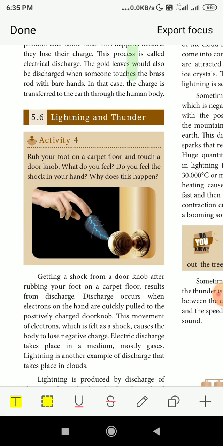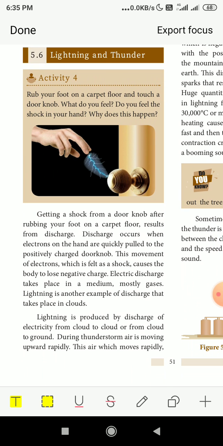Recently the rain was over, so you know what lightning and thunder are. Rub your foot on a carpet floor and touch the door knob. What do you feel? Do you feel a shock in your hand? Why does this happen? Because electric charges are flowing from a body. Getting a shock from a door knob after rubbing your foot on the carpet results from a discharge. Discharge occurs when electrons in the hand are quickly pulled to the positively charged door knob. This movement of electrons, which is felt as a shock, causes the body to lose negative charge.